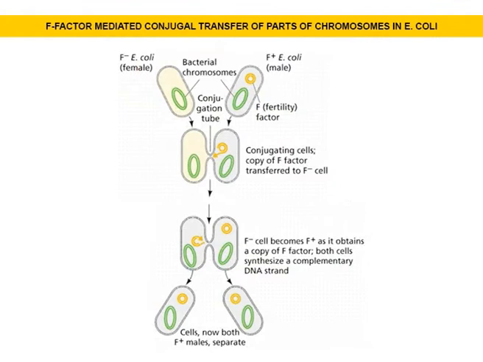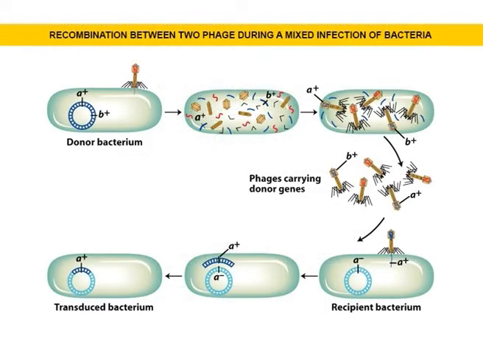As you can see in the following figures, the F factor mediated conjugal transfer of parts of chromosomes in E. coli can be seen. In the following figure, recombination between two phage during a mixed infection of bacteria. The nucleotide sequences are exchanged between two identical molecules of DNA in homologous recombination. The most important application of homologous recombination is double strand break repair.